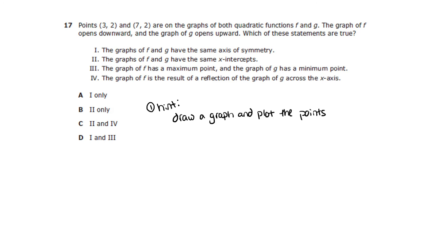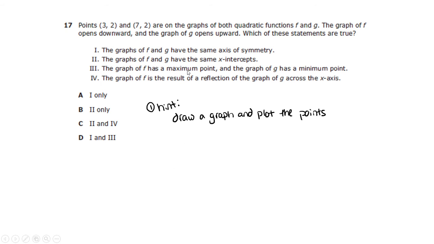Alright, here's the first hint. You will want to draw a graph. It's actually talking about 2 graphs, a quadratic function f and g. You want to try to draw both of them, but before you draw both of them, you need to plot these 2 points. So sketch out a really quick graph. It doesn't have to be anything perfect, but definitely put the point (3, 2) on it and (7, 2) on it.